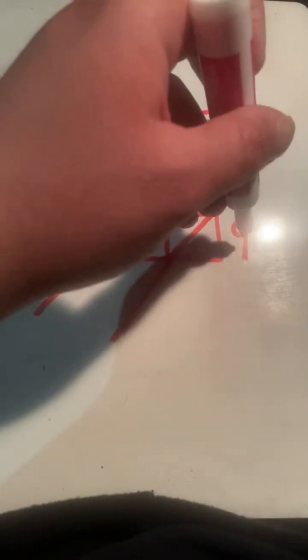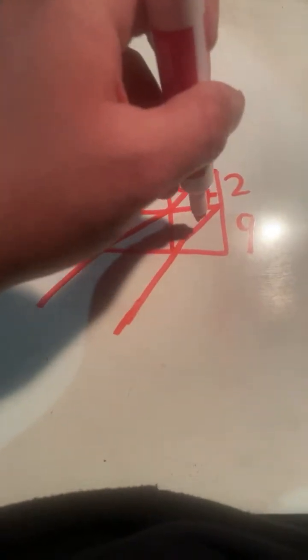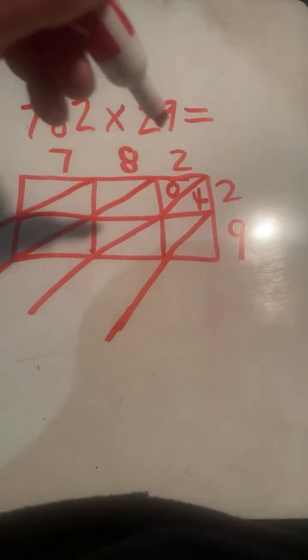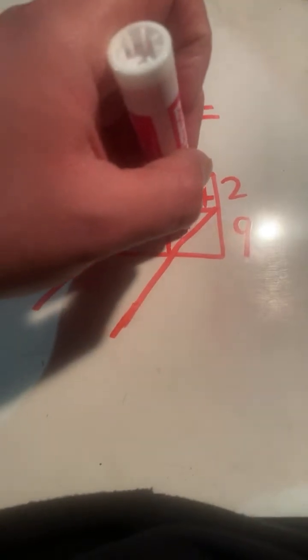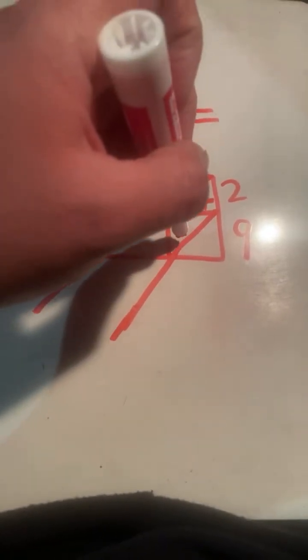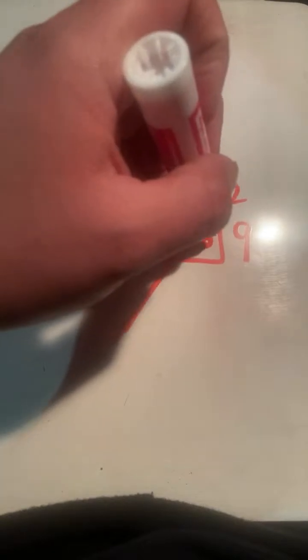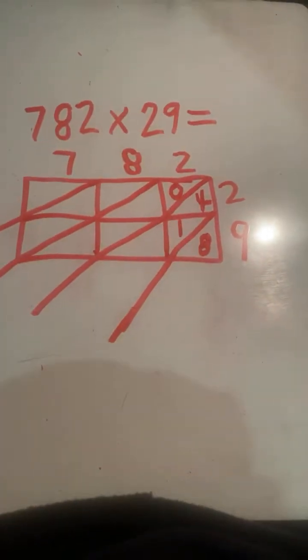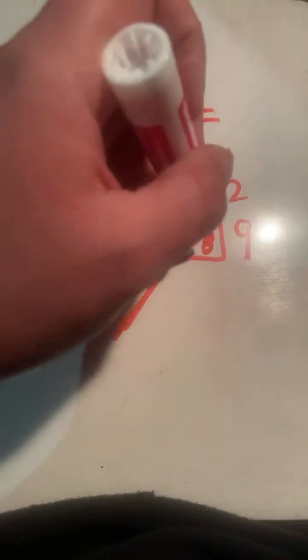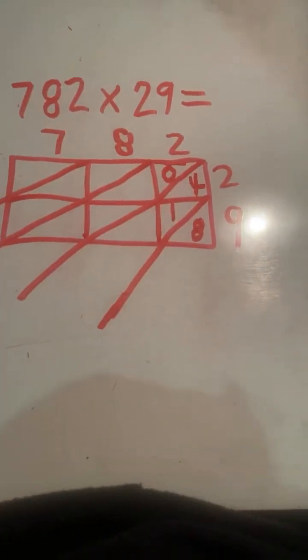2 times 9 equals 18. The answer to 2 times 9 is going to go in the square here. Remember, each digit goes in a separate triangle, so we have one digit in the top triangle, and the other digit's going to go in the bottom triangle. So we have a 1 and an 8, so we have 18 for that square.